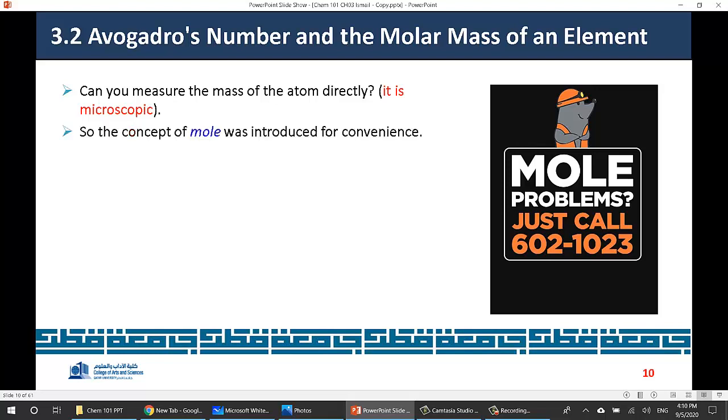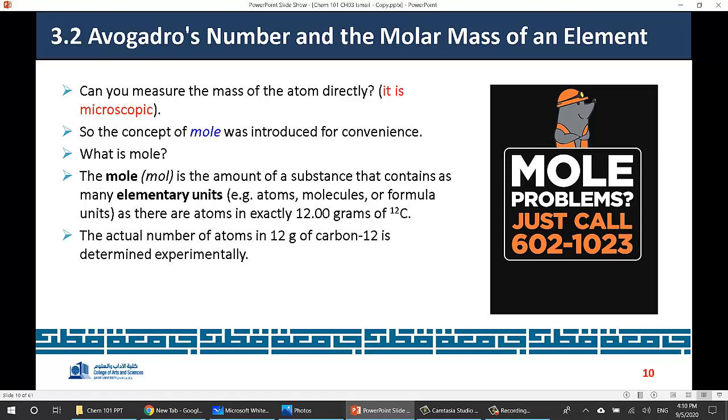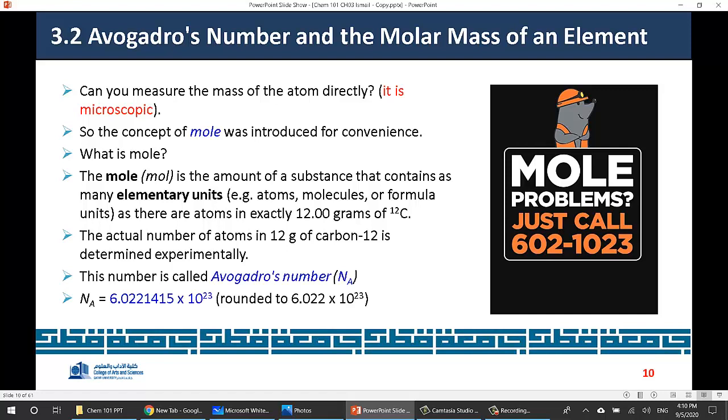the mole plays more than just a number, because the mole in chemistry is the amount of a substance that contains as many elementary units, for example atoms, molecules, or formula units, as there are atoms in exactly 12 grams of carbon. What does that mean? Basically, that we define the atomic mass of carbon to be 12, and therefore 1 mole of carbon would be equal to 12 grams. And that's a very important relationship in chemistry.